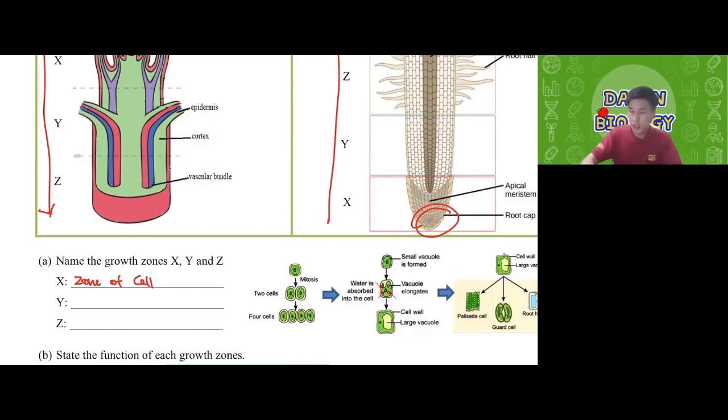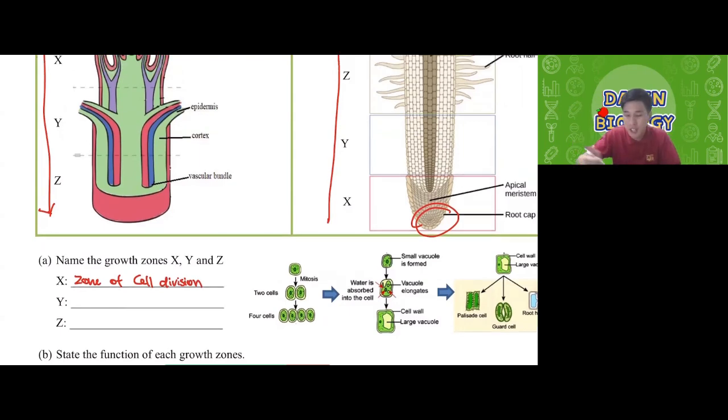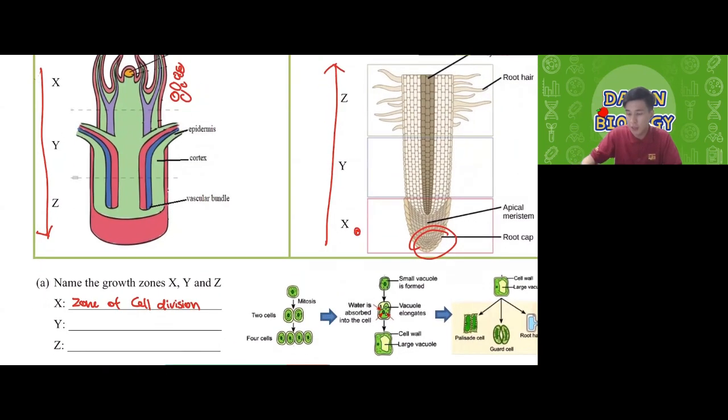First zone is zone of growth. Anusha, your number two and number three is correct, but the first one is wrong. Cell division. So to grow, you need to divide. So the cells here will basically divide non-stop. So it's called zone of cell division, same down here.